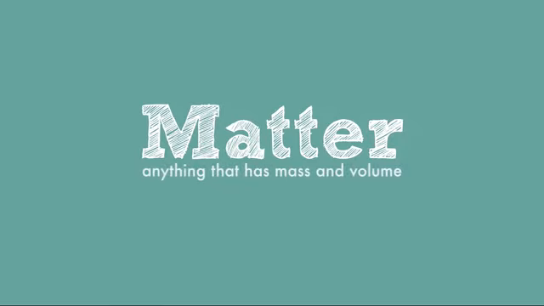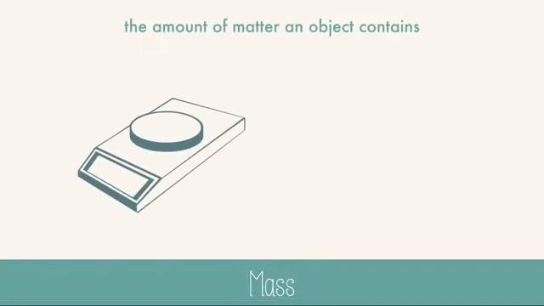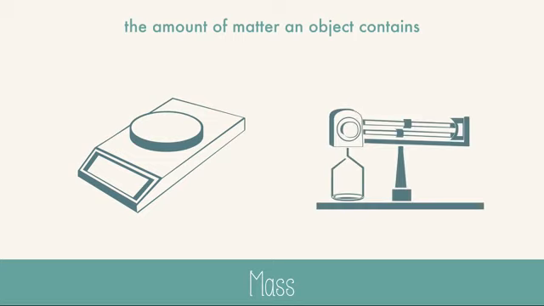That's anything that has mass and volume. So let's make sure we know what mass and volume are. Mass is the amount of matter an object contains. We can measure mass with an electronic or an analog balance. Okay, technically, that's measuring weight, which is actually gravity's pull on mass, but it's the quickest way to measure mass on planet Earth, which, by the way, is where most people do chemistry.